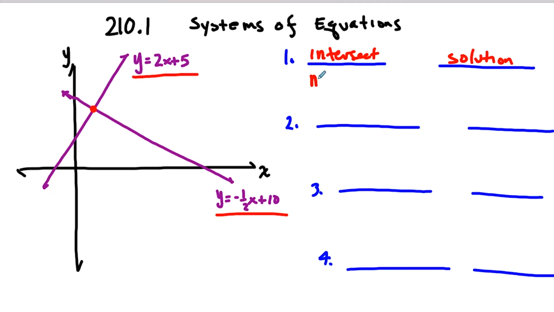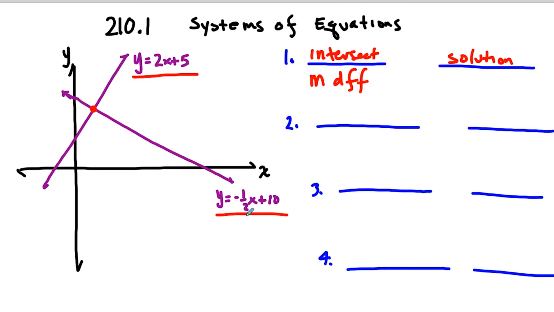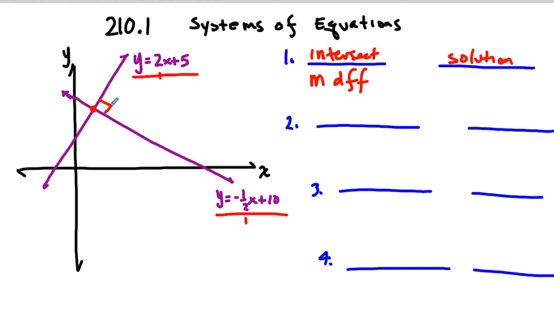How do we know that lines cross? Well, we know by looking at the graph. The other way we know is looking at the lines in slope-intercept form. If they have different slopes, they're going to cross. So looking at the slopes in these two lines, y equals 2x and y equals negative 1/2 x, their slopes are different. They cross.